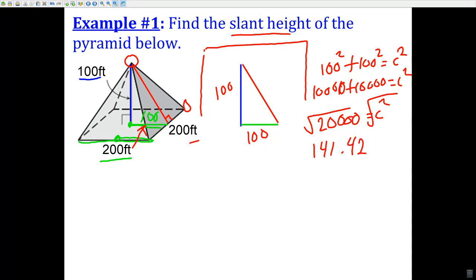Looks like we're in feet, so we're going to use feet. And remember, this is just a side, so we don't need squared or cubed or anything like that. Great. And that's going to be our slant height. L equals this stuff.